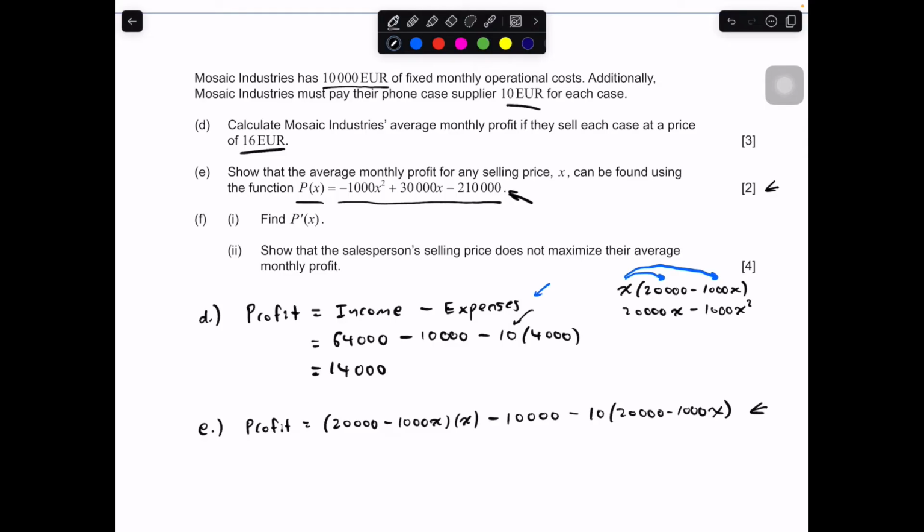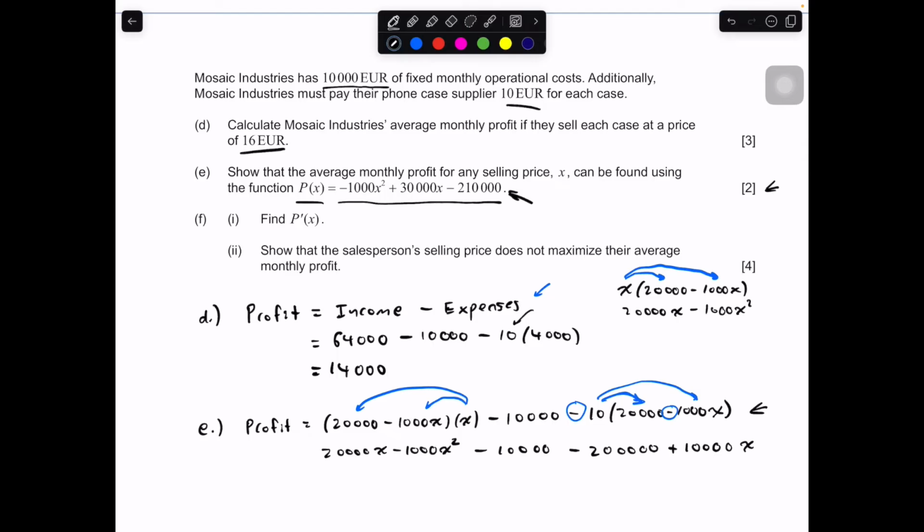And then we can do that for all of these. This becomes what we found before, 20,000x minus 1,000x squared, still minus 10,000, and then we multiply once again. Got to be careful here. This is negative 10 times 20,000, which is negative 200,000. And this is negative 10 times negative 1,000x, so this is actually going to turn into a positive 10,000x.